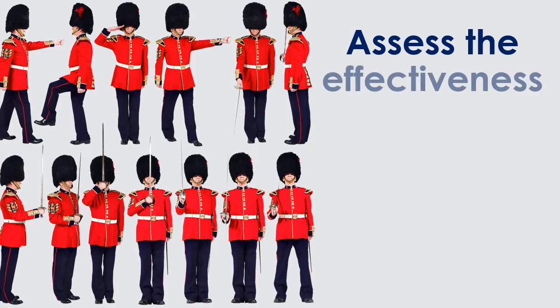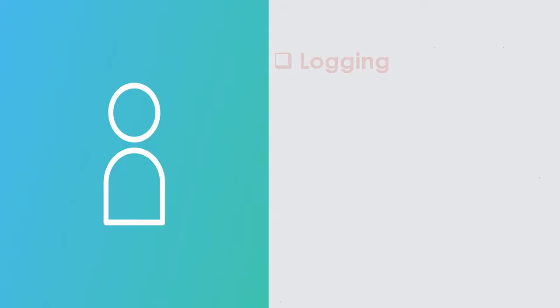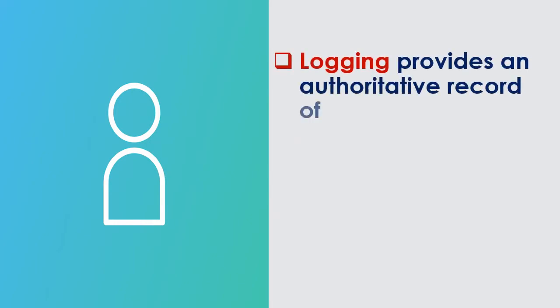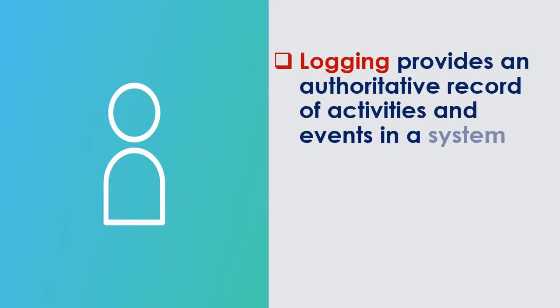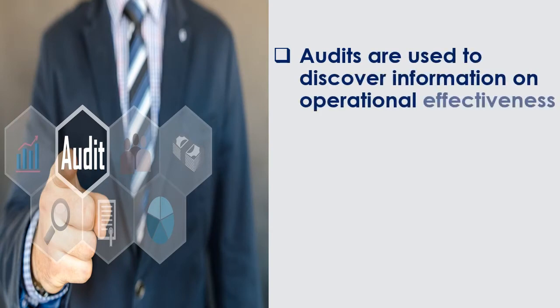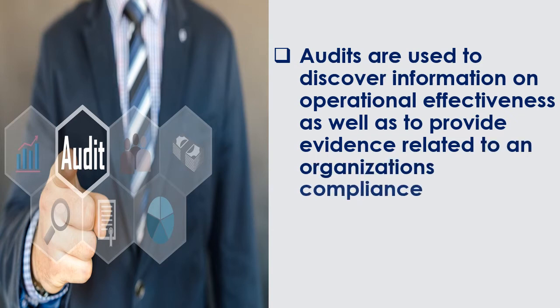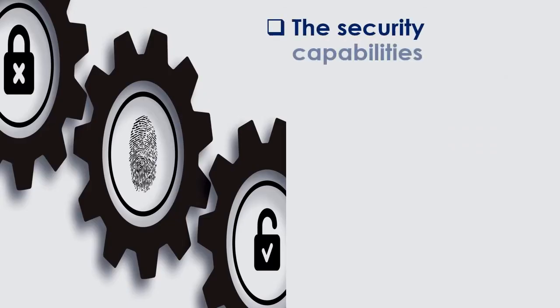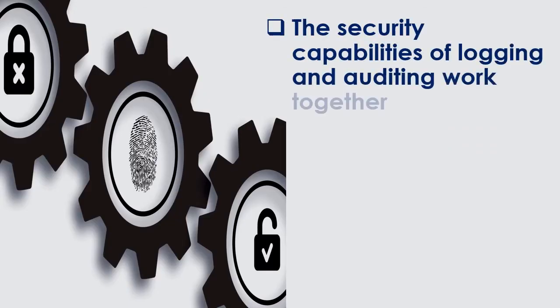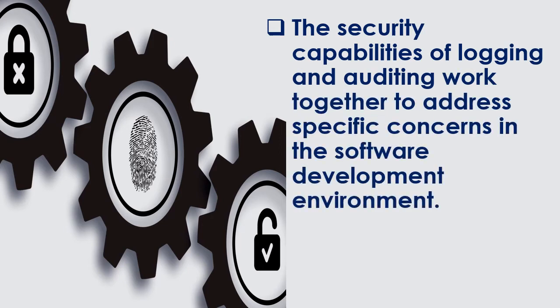Assess the effectiveness of software security auditing and logging of changes. Logging provides an authoritative record of activities and events in a system. Audits are used to discover information on operational effectiveness as well as to provide evidence related to an organization's compliance. The security capabilities of logging and auditing work together to address specific concerns in the software development environment.